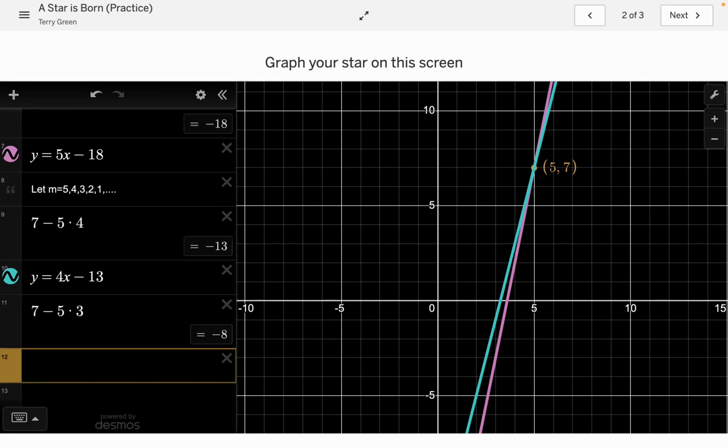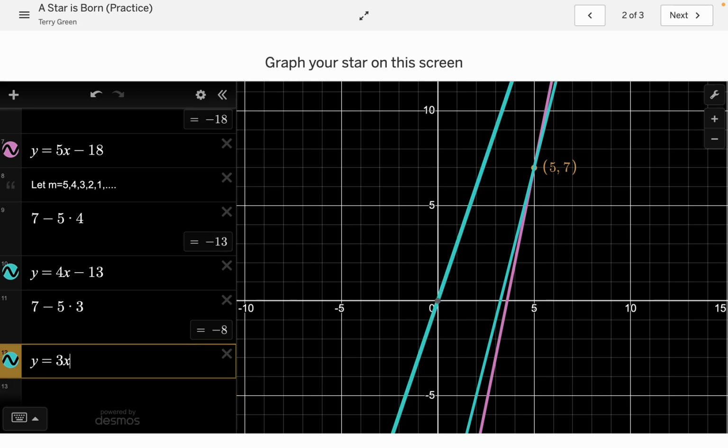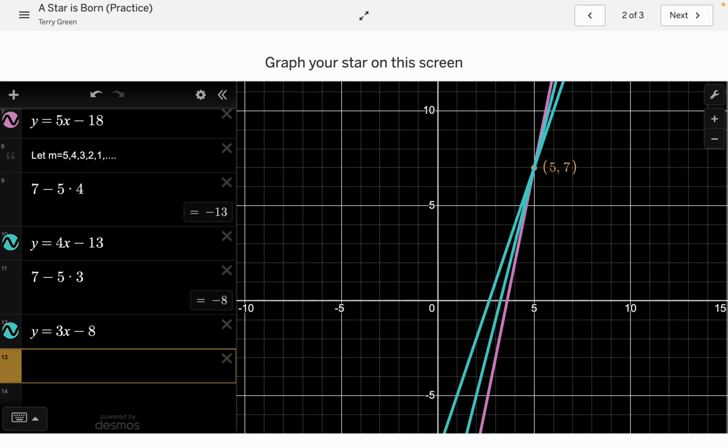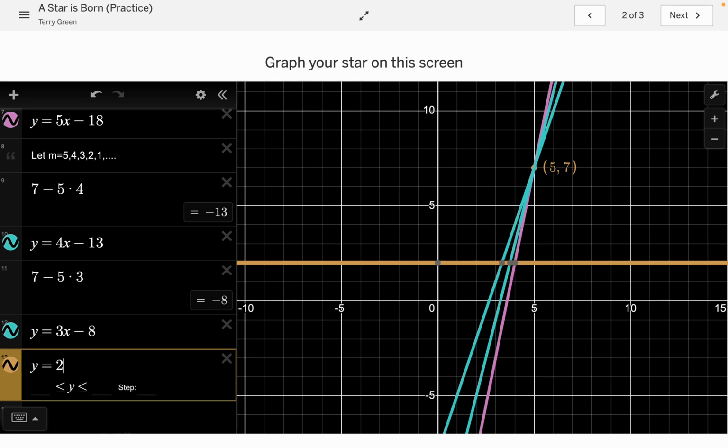If I do that, I see that the next line I'm going to graph is y equals 3x minus 8. And so there's my next line. It's going through 5, 7. So look at my 3 lines that I've graphed so far. 5x minus 18, 4x minus 13, 3x minus 8. So you ought to be able to use a pattern now to predict the next line. I know that my slope is going down by 1, so that means my next slope is going to be a 2.